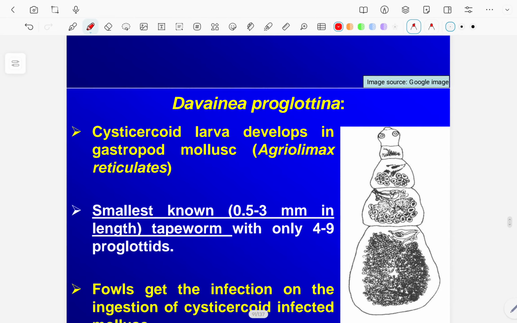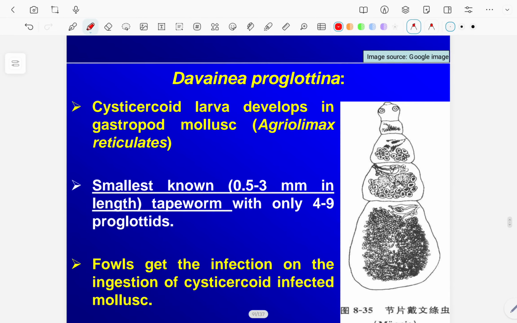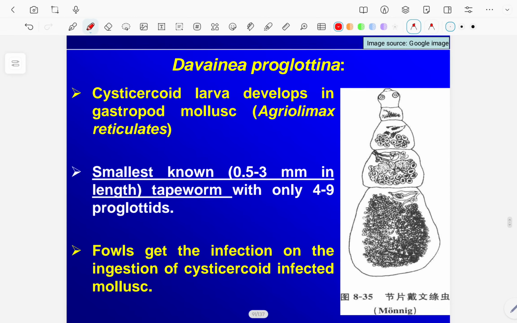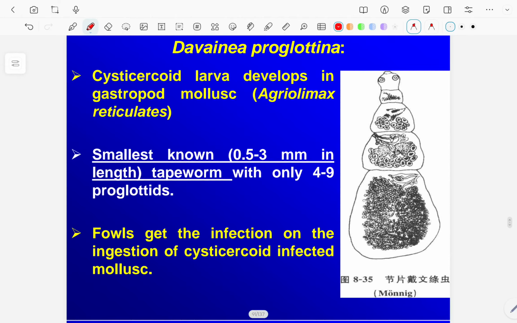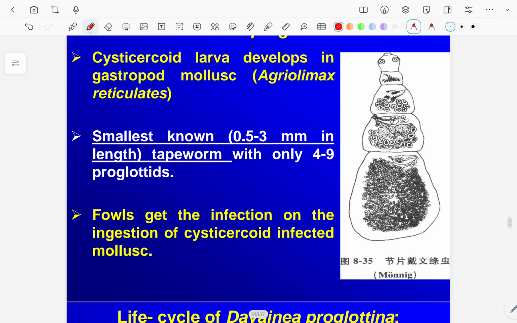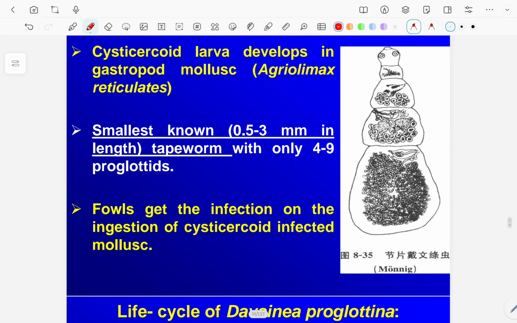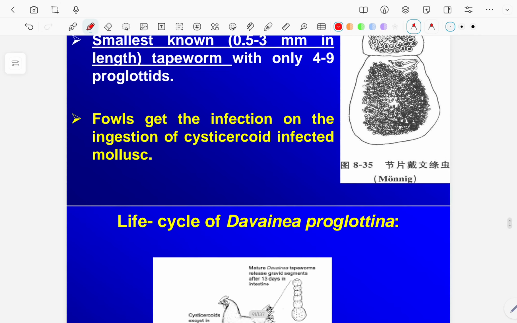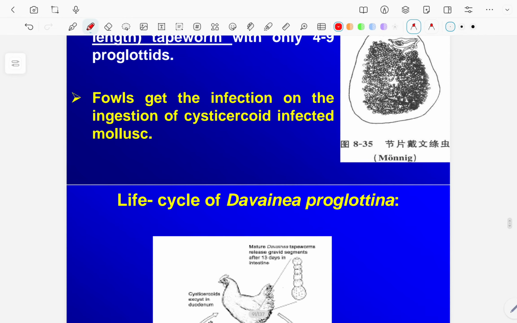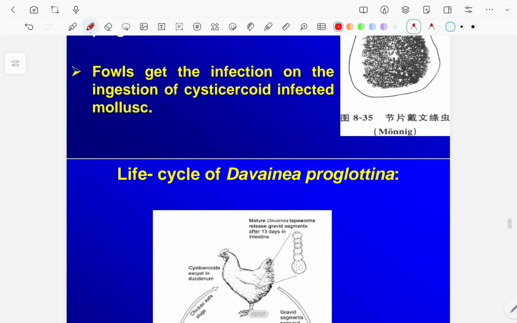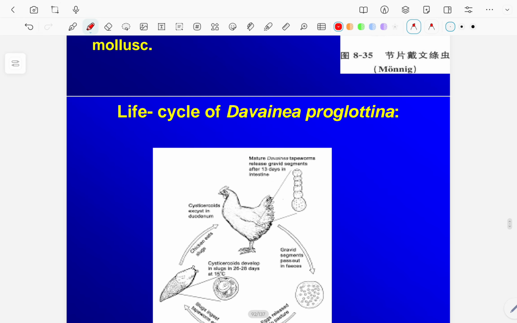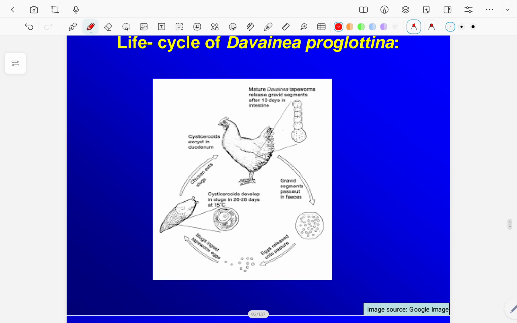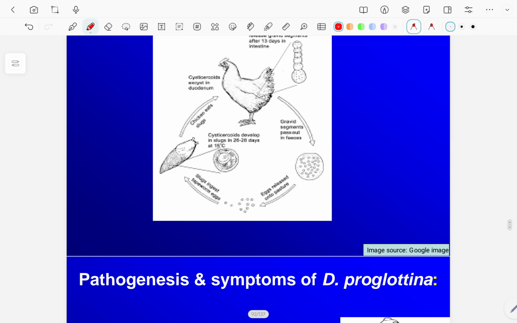Cysticercoid larvae develop in gastropod mollusks, Agriolimax or Limax reticulatus. It is the smallest known tapeworm, 0.5 to 3 mm in length, with only 4 to 9 proglottids. Fowl get the infection on ingestion of cysticercoid-infected mollusks. Life cycle of Davainea proglottina.